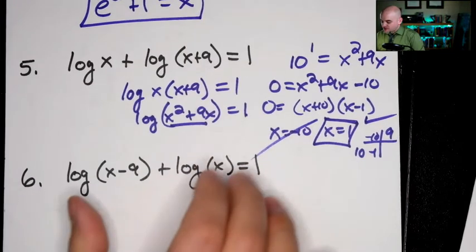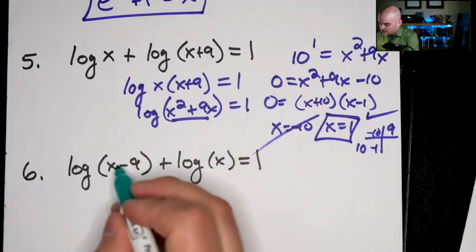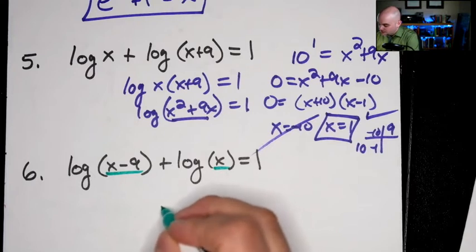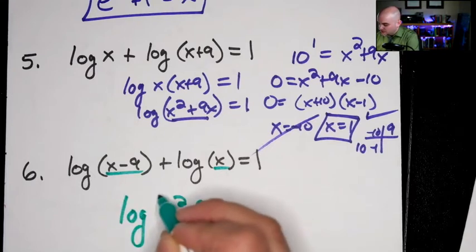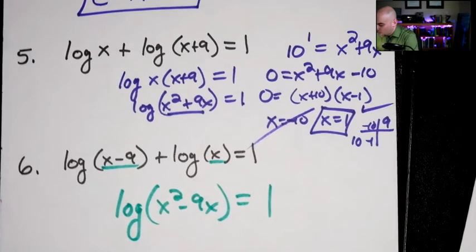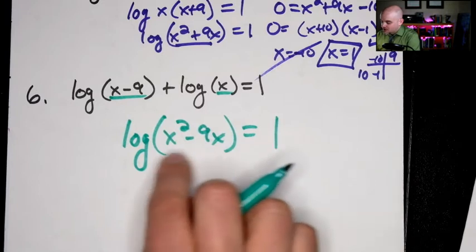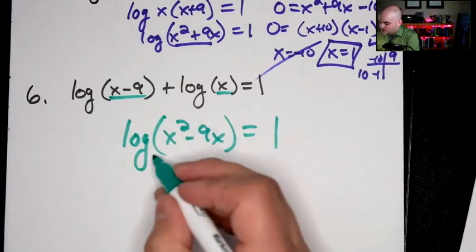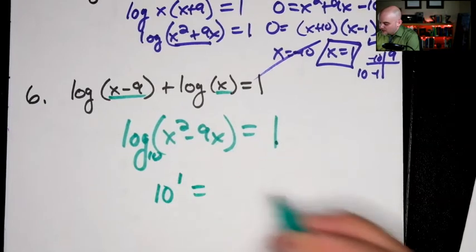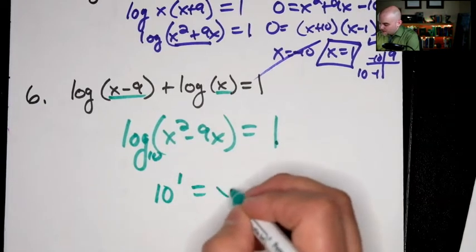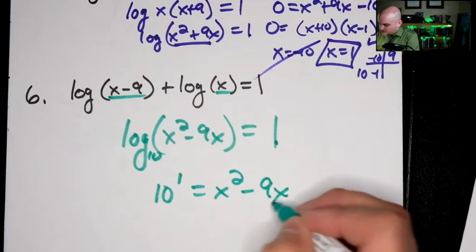All right. Next, number 6 here. Once again, we're going to do the same steps. We've got log base 10, multiply what's on the inside, and you get x squared minus 9x, and we are taking the log of that. That equals 1. Here we're going to convert it to exponential form because it's not log equals log, it's log equals a number. So this is base 10, so I'm going to raise 10 to this power, 1, and set it equal to x squared minus 9x.